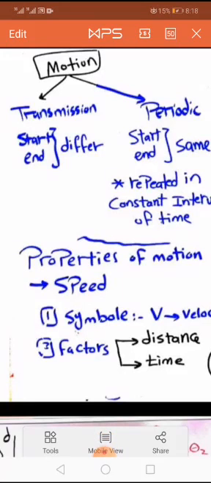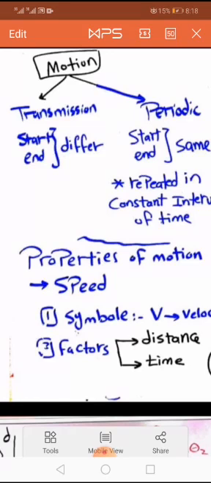So motion has types, which are transmission type and periodic type. If we are talking about the transmission type, you have to know that transmission means that you change your position from a start point to an end point that differ from each other. So you are making a transmission motion. It's a condition to make a transmission motion that the start and the end differ from each other.